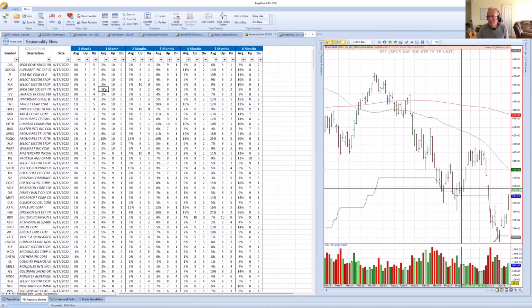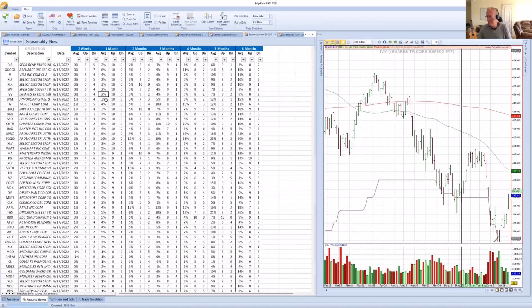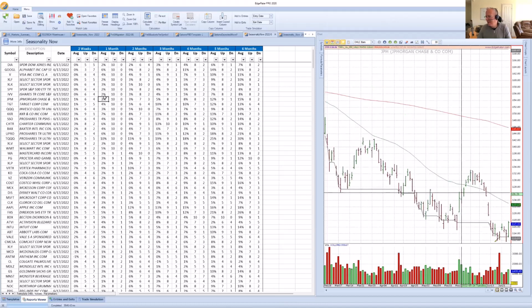So this is a really great template to run, maybe just as a confirmation of something you're about to trade. Maybe something came up on the Minervini template that seemed interesting. And then you can, of course, confirm whether it has seasonal bias. If you believe in seasonal bias, then this is a good way to check it out.